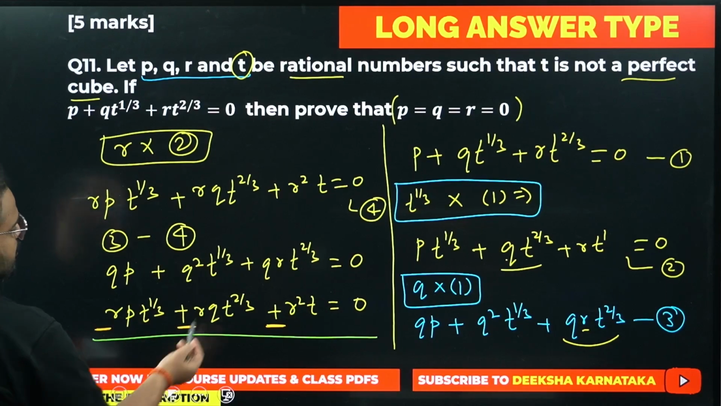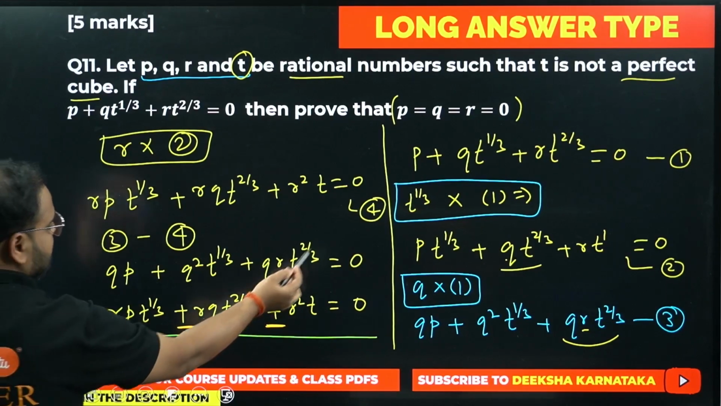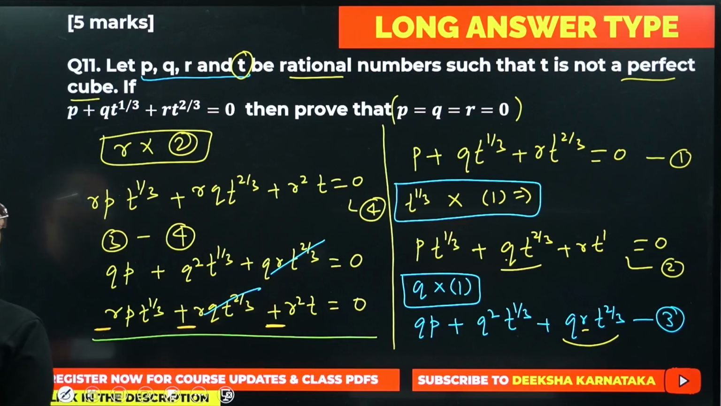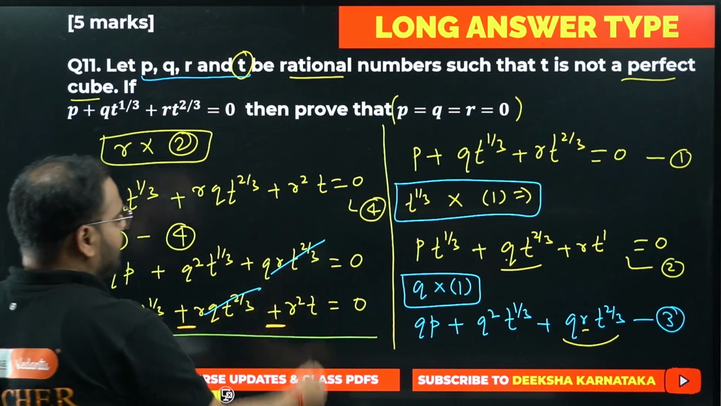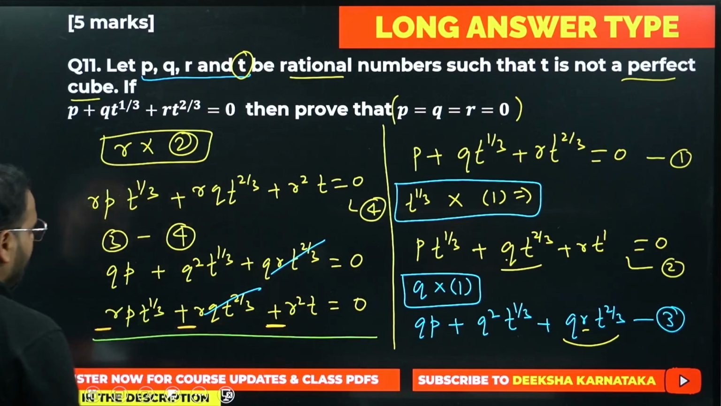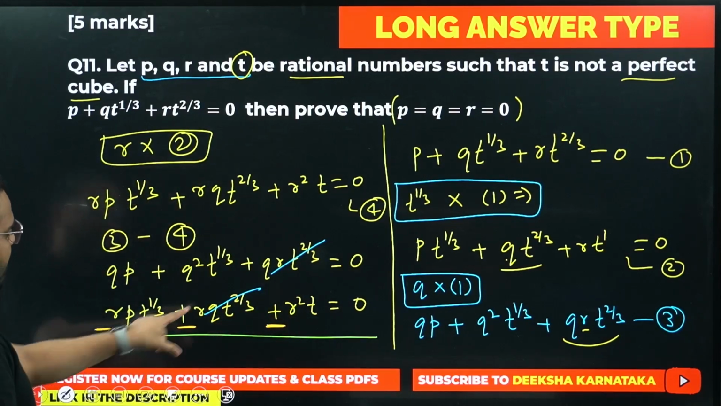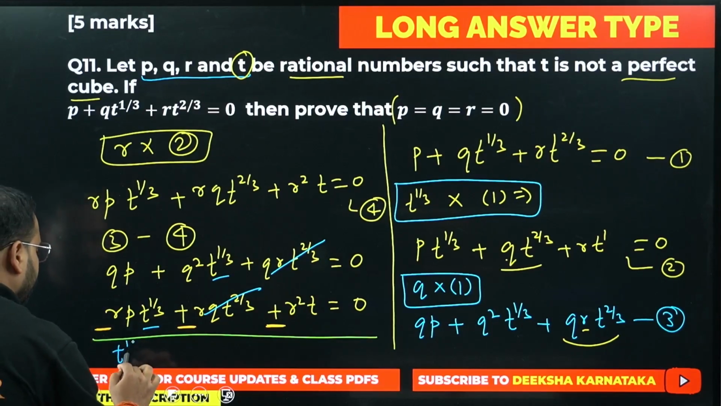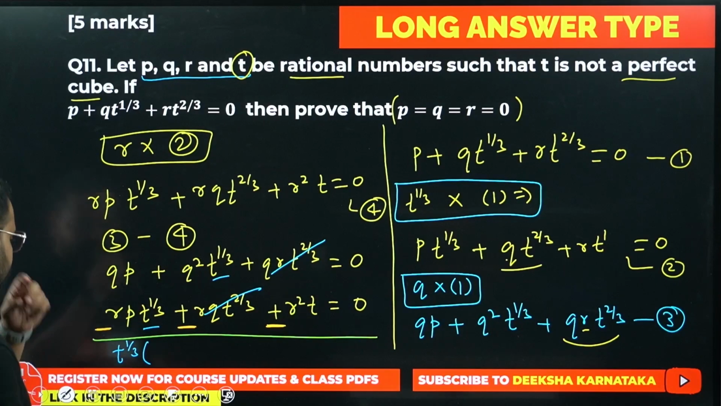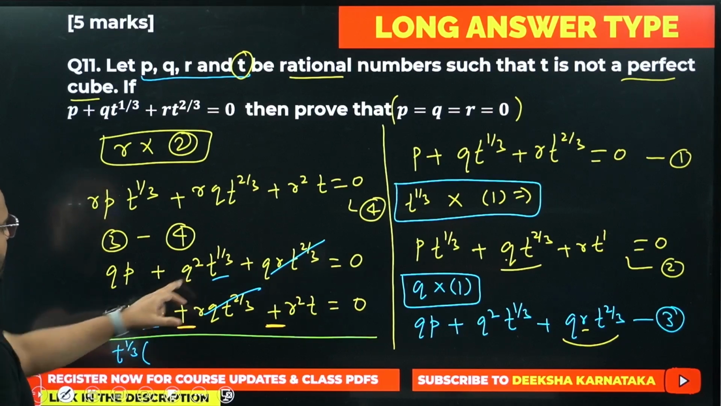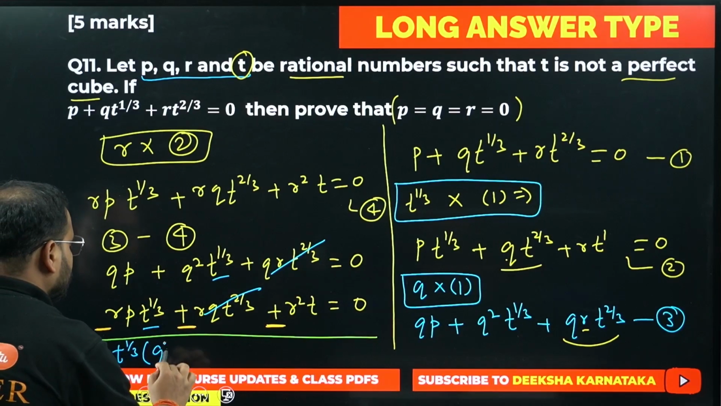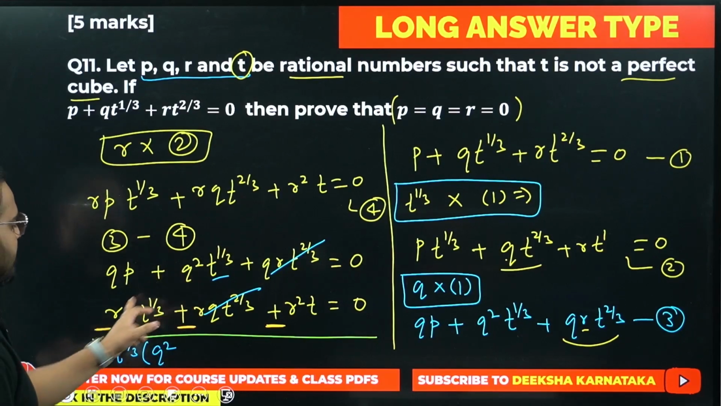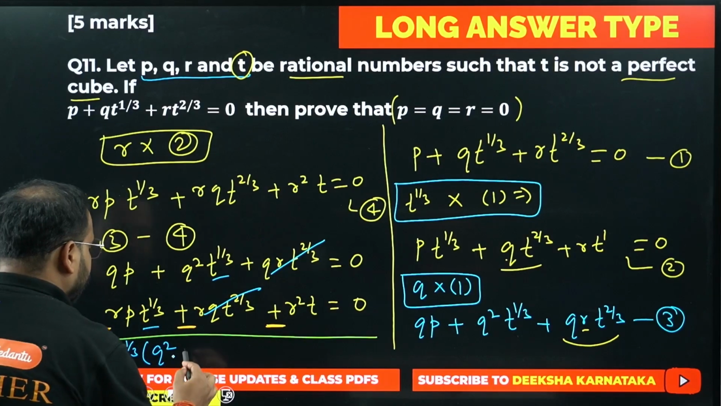Please have a look. So first of all, this negative and this positive will cancel each other. R cube t power 2 by 3 will cancel each other. Now I have t power 1 by 3 over here, and over here also t power 1 by 3. I can take it common. Okay, what's left in this term? I have first as q square positive minus rp.